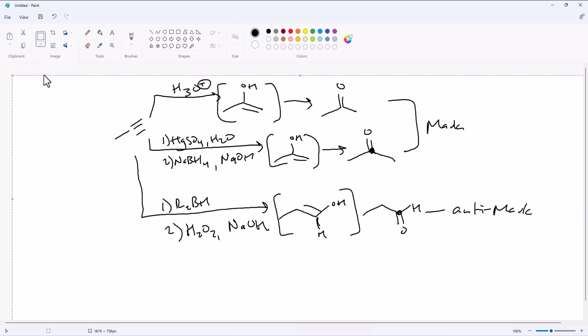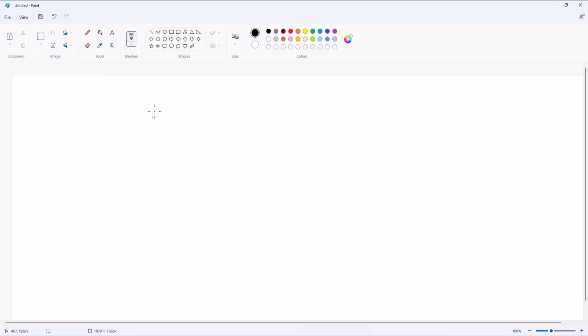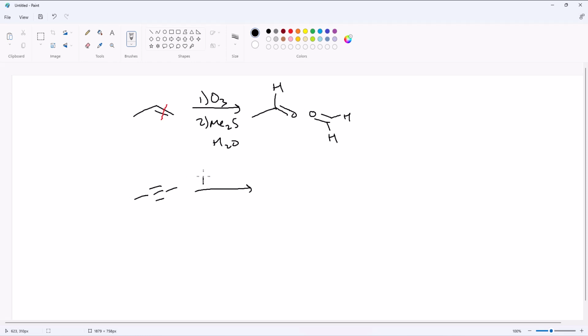The final reaction I want to talk about is ozonolysis. As we saw with an alkene, ozonolysis is O3 and then Me2S or H2O. That's going to generate two carbonyls. So we end up with these two carbonyls here. It basically cleaves this double bond right down the center and oxidizes it to the dicarbonyl. Ozonolysis on an alkyne will do a similar reaction.